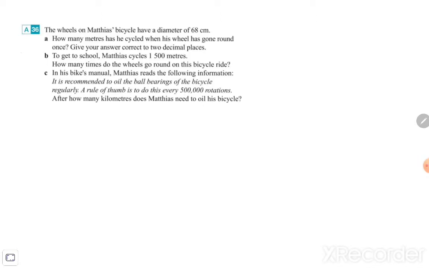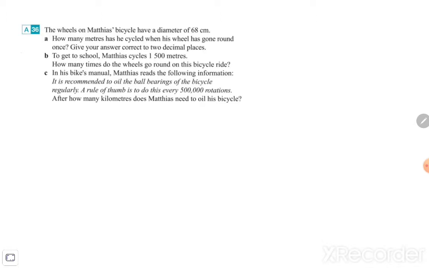In exercise 36, the wheels of Matthias' bicycle have a diameter of 68 centimeters. Question A is: how many meters has he cycled when his wheel has gone round once? Give your answer correct to 2 decimal places.